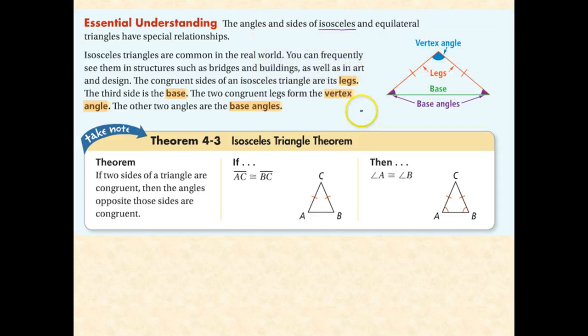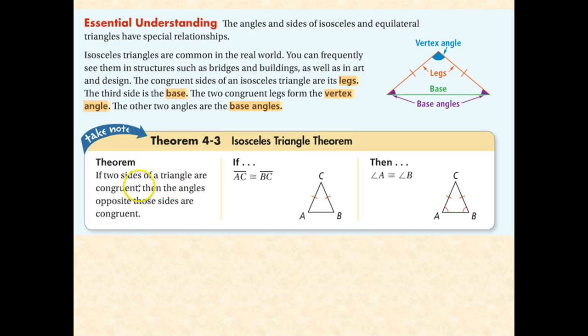Cool. So here is our cool theorem, the isosceles triangle theorem. If two sides of a triangle are congruent, then the angles opposite those sides are congruent. So here's our two congruent sides, then here's the angle opposite side CB, and here's the angle opposite side CA. These two angles, angle A and B, would be congruent if segment AC is congruent to segment BC.